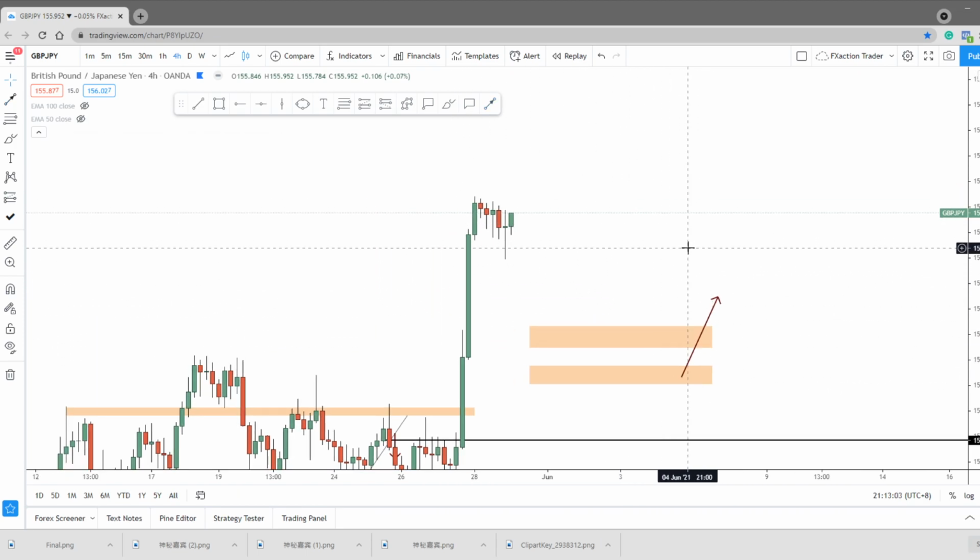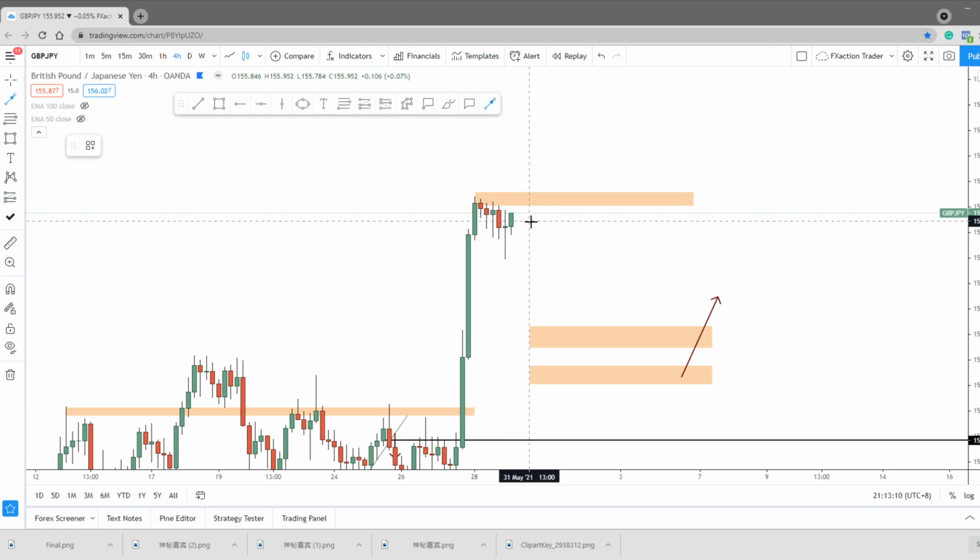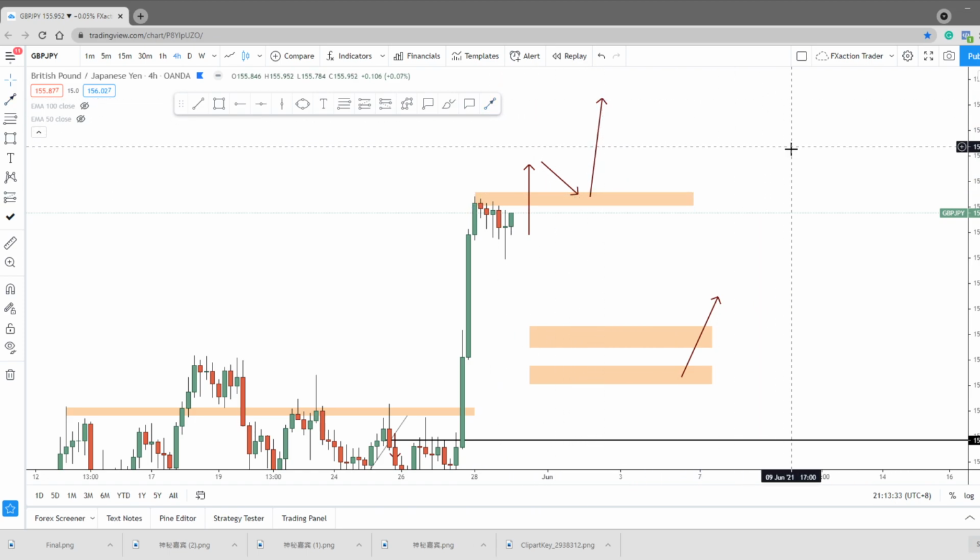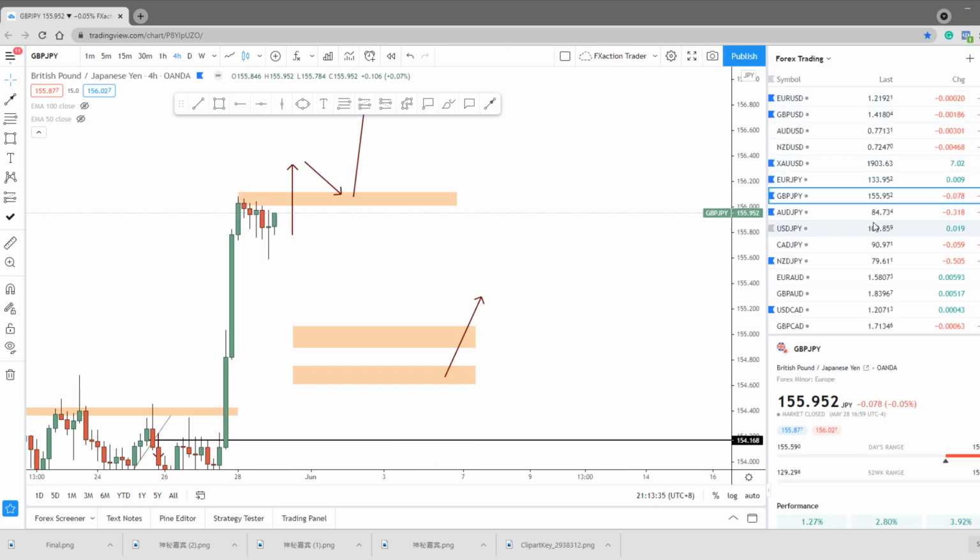For my trading plan number two, I'm going to wait for the market to break out of this previous high again. If this high is broken, it means that the market is still in a very strong bullish momentum, and we are expecting the market to create more new highs, and this will become our new higher low level, and we can go for a long trade or a buy trade upon the pullback. So this is my trading plan number two.